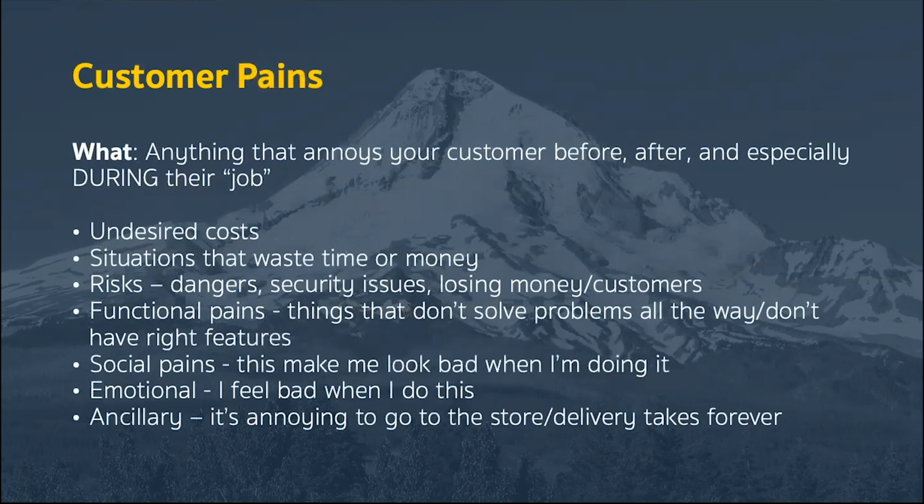They can be products that make the user feel bad or look bad when they're trying to perform their job or using your product. And they can also be ancillary, so things that annoy them at other points of trying to perform the job. So for example, delivery that takes a really long time to receive a product, or perhaps the packaging that is really difficult to dispose of.